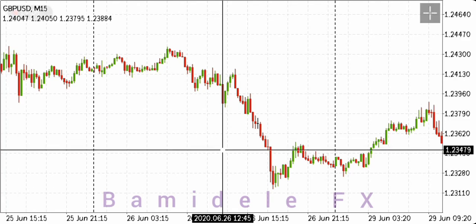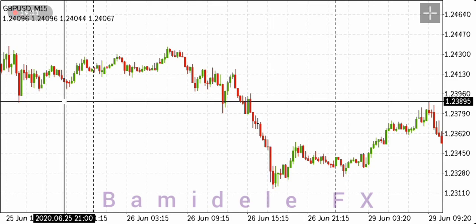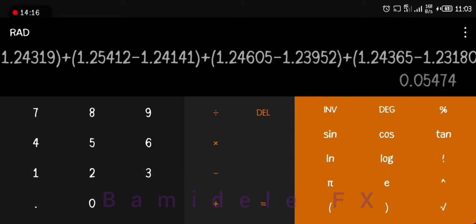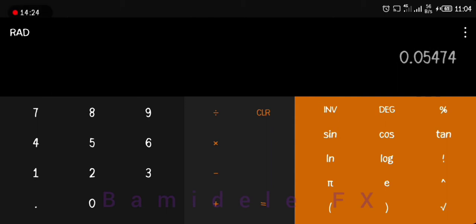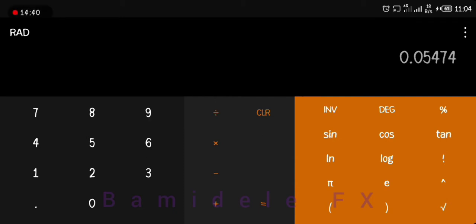On Friday, the lowest point is at where? Here, which is 1.23180. Okay, so you put down there in your calculator 1.23180. So close the bracket, and what does this give you? It gives you 0.05474. Don't forget, we always deal with the last 3 to 4 digits. So this invariably becomes what? 5474.